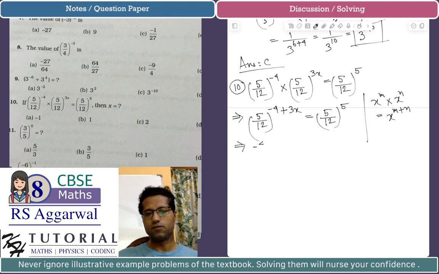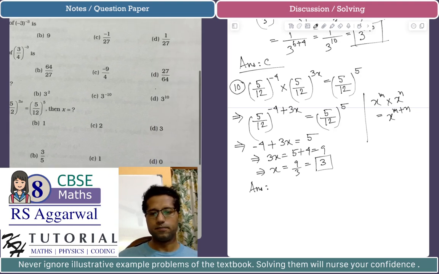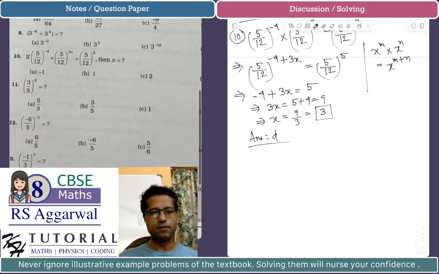So we get minus 4 plus 3x equals 5. Now this is a linear equation in one variable, that is x, and solving we will get 3x equals 5 plus 4 equals 9. This implies x equals 9 by 3, that is 3. So the value of x is 3 and the correct choice is D. Okay, let's do problem number 11.